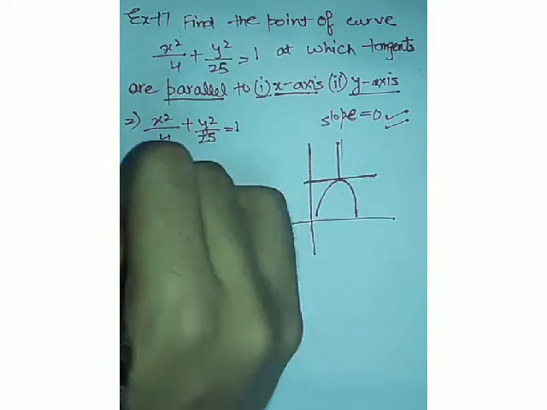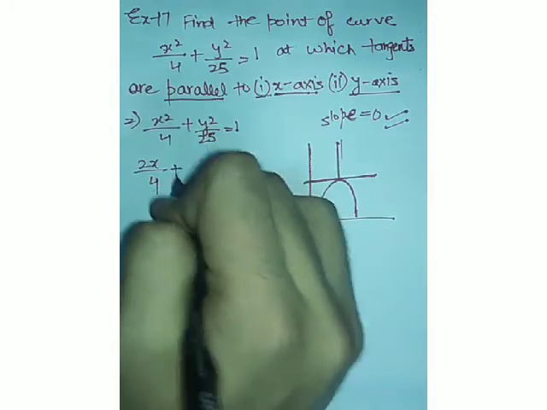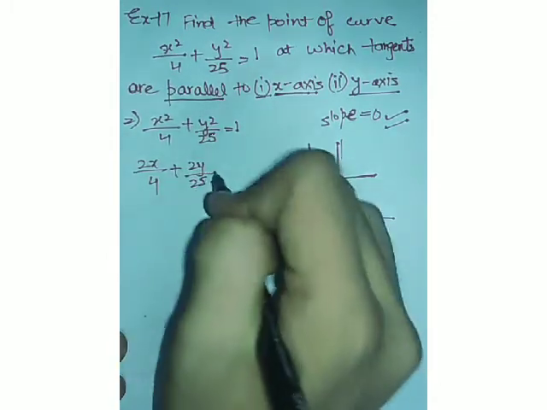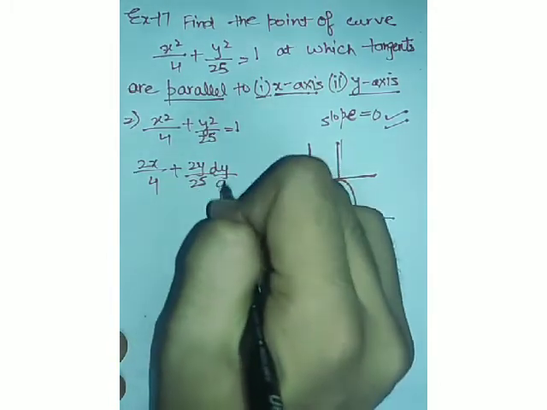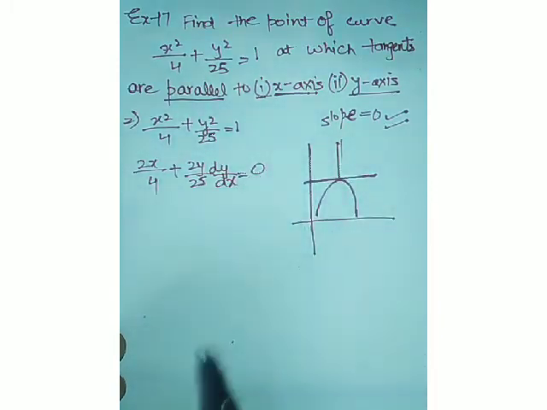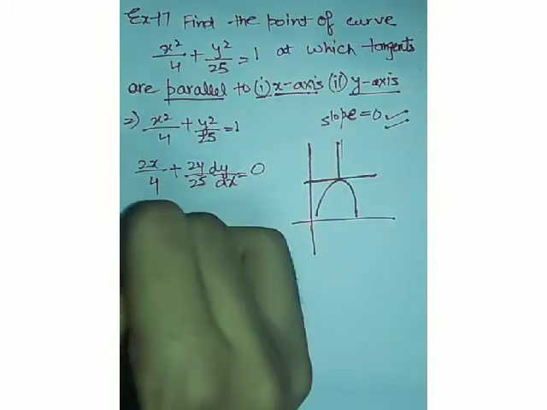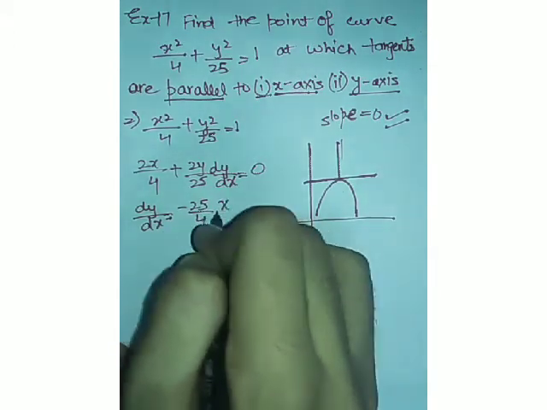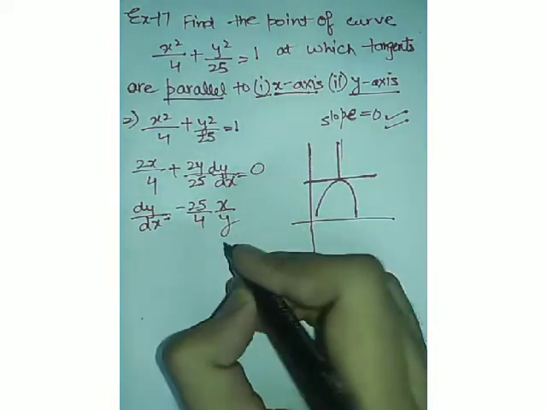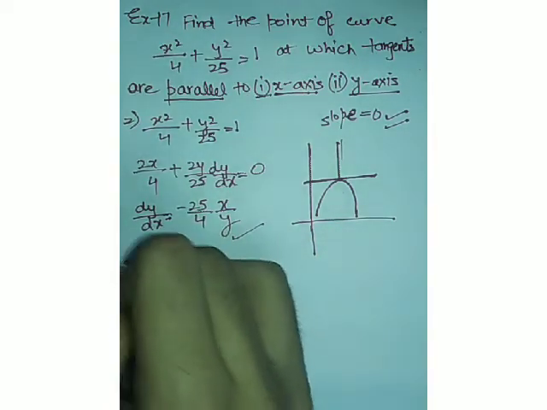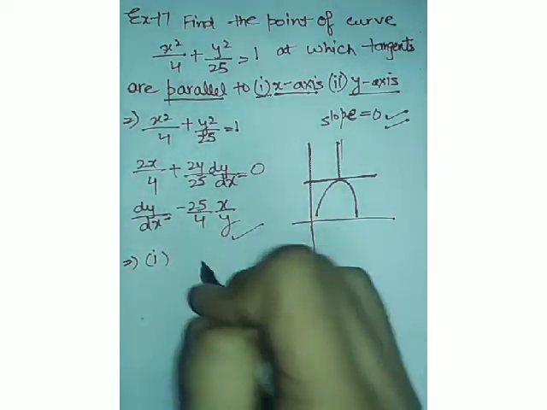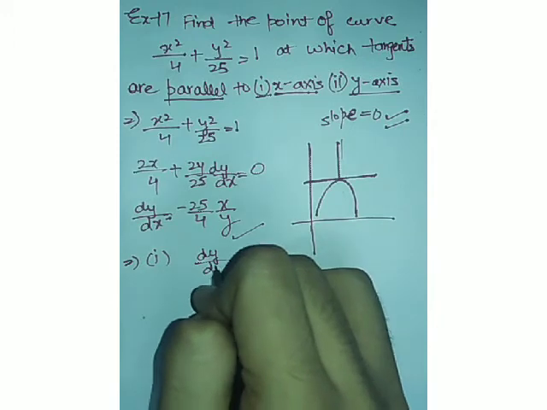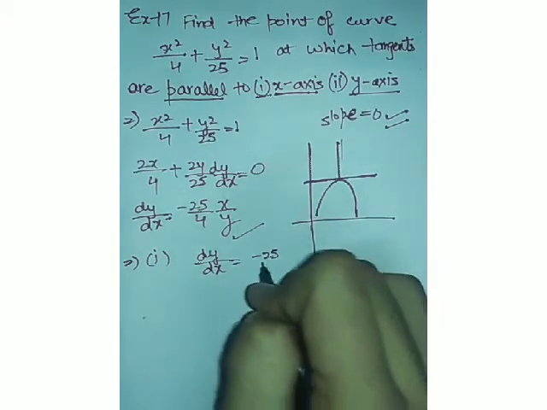What you will get is 2x upon 4 plus 2y upon 25 times dy upon dx, and the differentiation of 1 will be 0 only. And what will you get as dy upon dx? Minus 25 upon 4 times x upon y. This is the slope of the tangent. Now in the first case, as I have told you, we have to equate the slope of the tangent to 0.